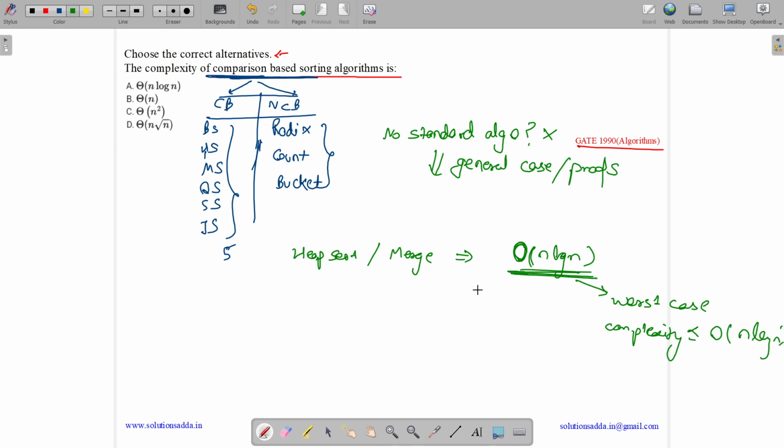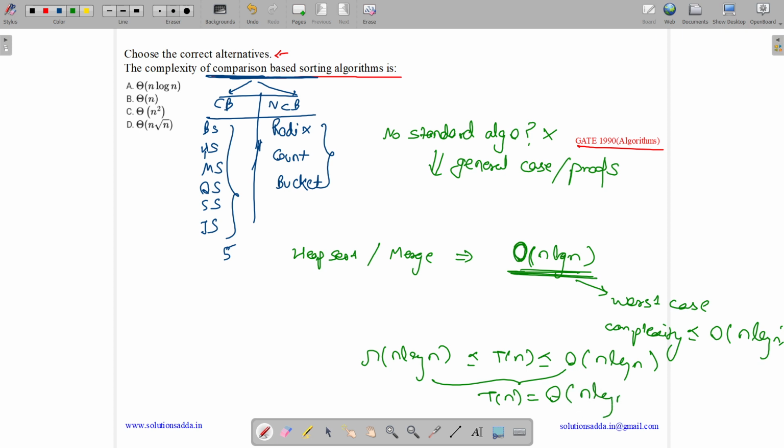Now to find theta, along with proving that the time complexity is less than or equal to order of n log n, we also have to prove that it is greater than or equal to omega of n log n. Then only can we say it is equal to theta of n log n. If both cases happen, then we can say T of n equals theta of n log n. The upper bound we can easily see from bubble sort as well as heap sort, and we have to prove the lower bound. Now let us see how we can give a proof for this. Let us suppose we are sorting a list of n items.